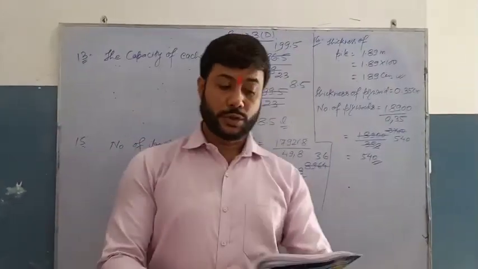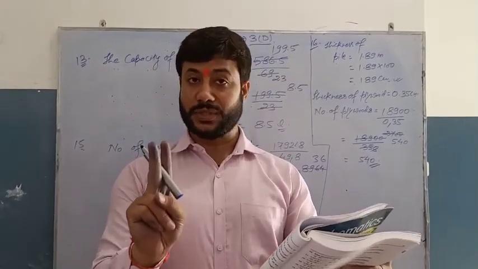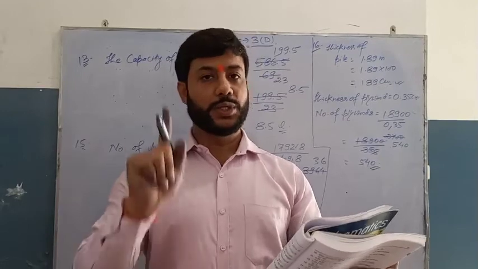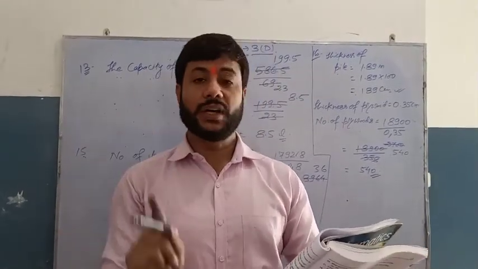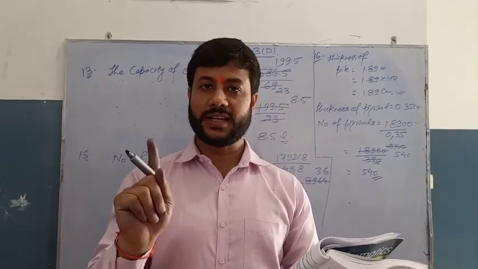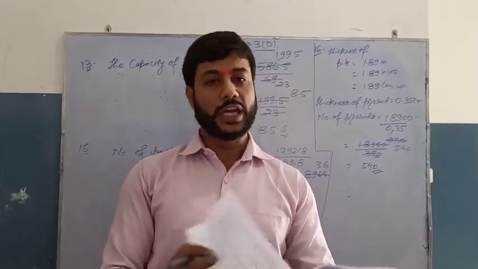In question number 17, the product of two decimals is given as 261.36. One of them is given, you have to find the other. So you will divide the product by the given decimal, and you will get the answer. So dear students, you will solve the rest of the questions in your homework copy.